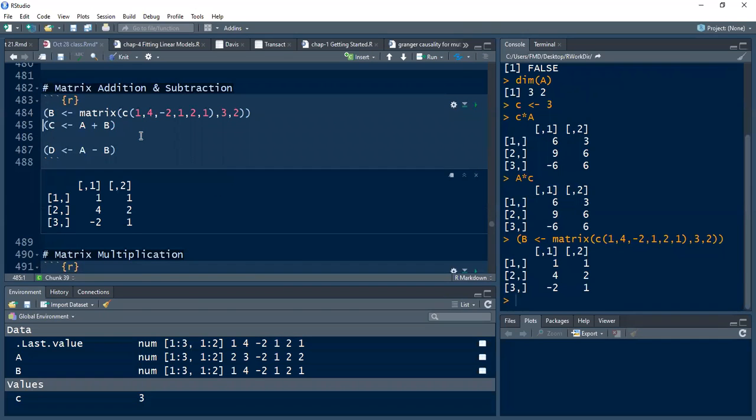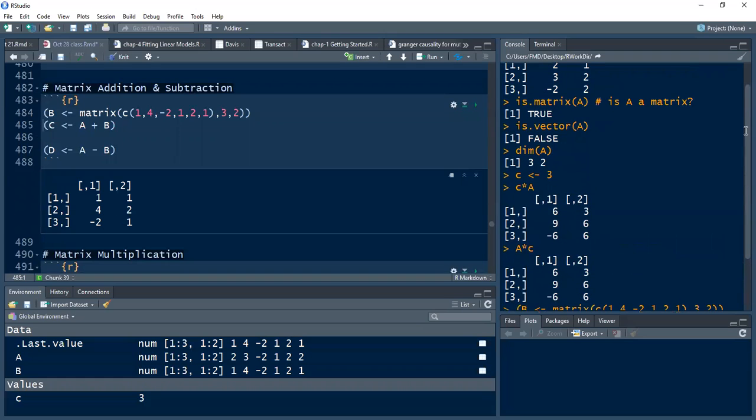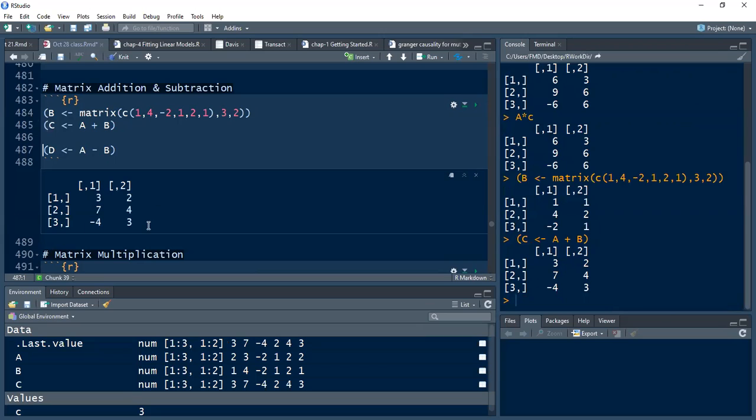So can we add matrix A and matrix B? What is the dimension of matrix A? Matrix A has a dimension 3 by 2. Matrix B has also a dimension 3 by 2. So can we add them? Yes, we can. So here we're creating an object, capital C, which is equal to A plus B. And then again, the parentheses here will automatically give us the output. So there. This is matrix C, which is just the sum of matrix A and matrix B.